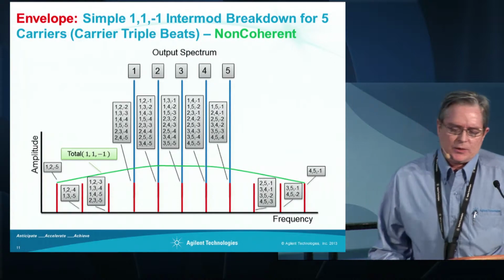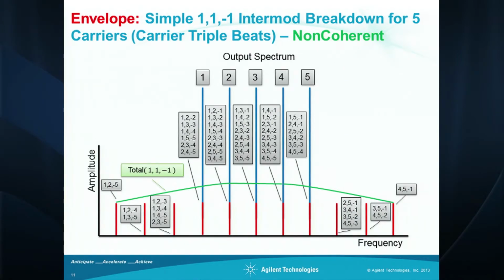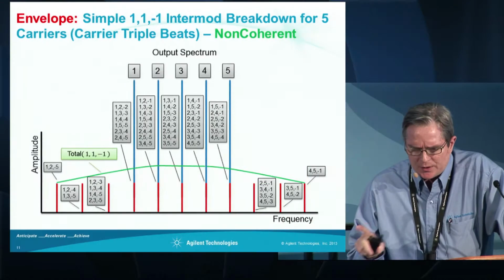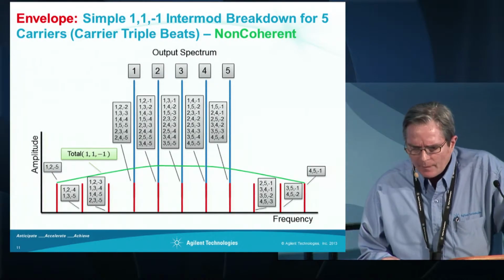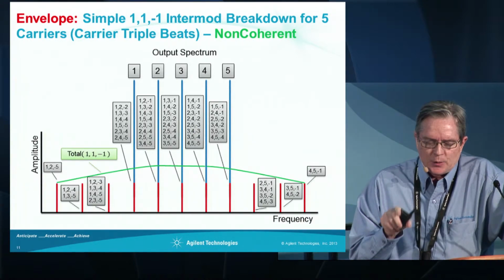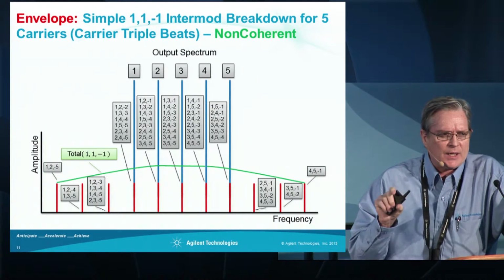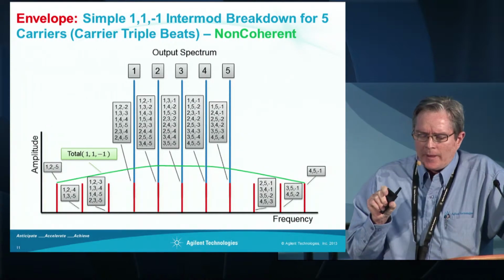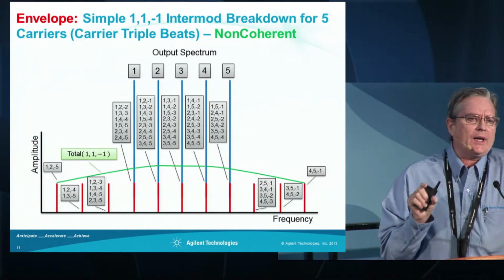All right, so this is a more detailed explanation. We're just going to look at 5 carriers here, labeled 1 through 5. Once again, these are the blue signals. The red signals are the intermods that are being generated. And so we're just going to look at one intermod group.